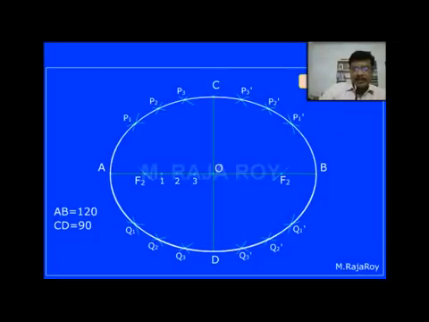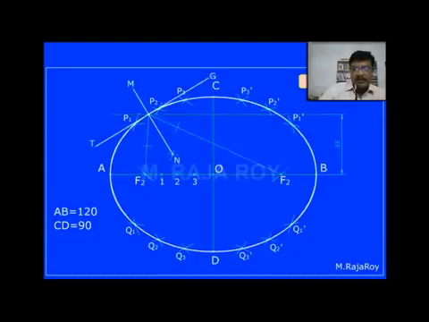Now we will see how to draw the tangent and normal to this ellipse at a given point. Assume the given point is at a distance of 35 mm from the major axis. It is something like this. Here I will get the point. Now from this point, draw lines to F1 and F2, something like this, and draw an angular bisector to these two lines.